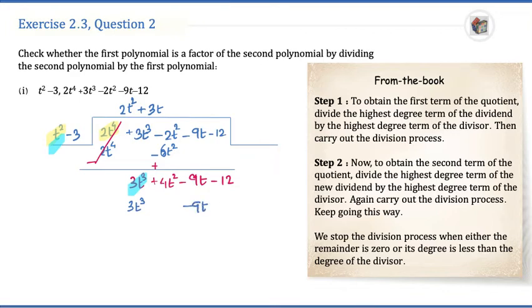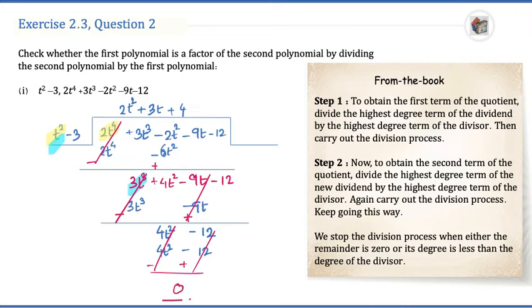Yet again, you have to change the sign, and then add these numbers. These two get cancelled out, these two get cancelled out. What you're left with is 4t squared minus 12. Finally, again 4t squared divided by t squared is just going to be 4, and you multiply this. 4 times minus 3 is minus 12. You change your signs, and this time you add. Everything vanishes, it's all gone, and so your remainder really is equal to 0. So this second polynomial is divisible by the first polynomial, or you can say that the first one is a factor of the second one. So yes, it is a factor here.